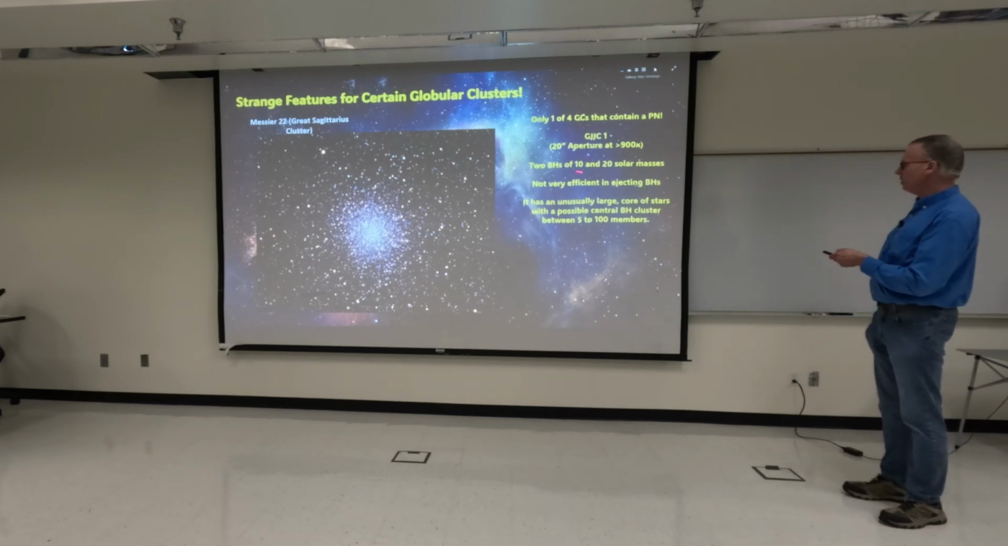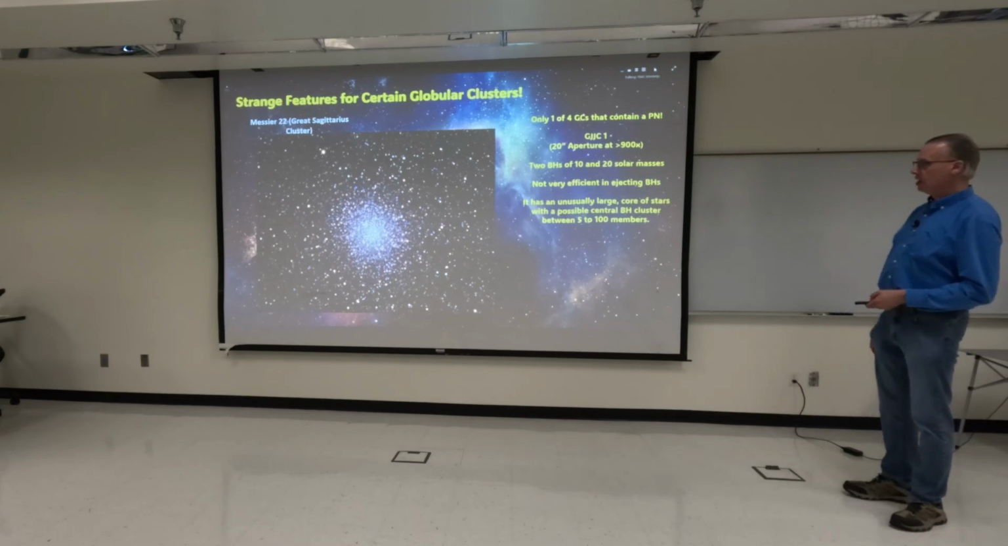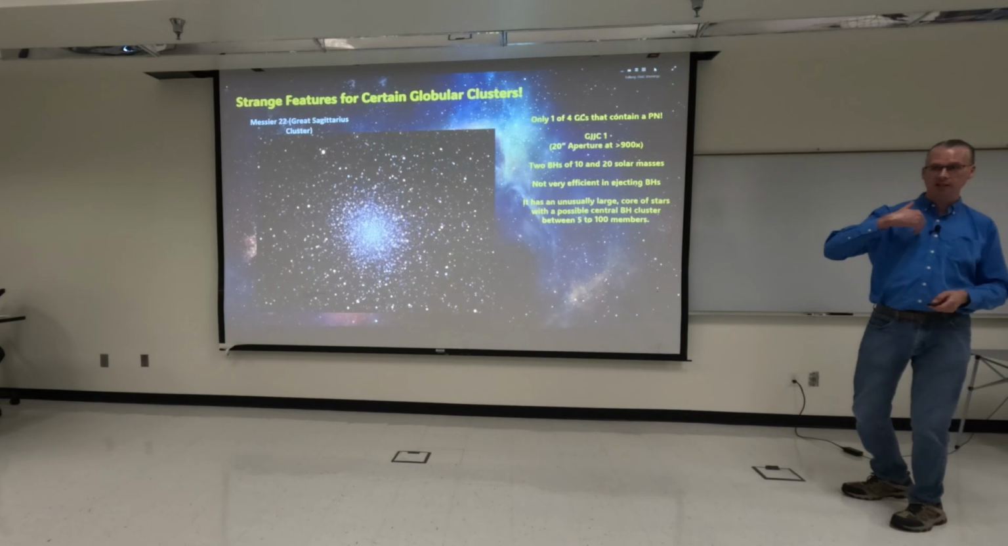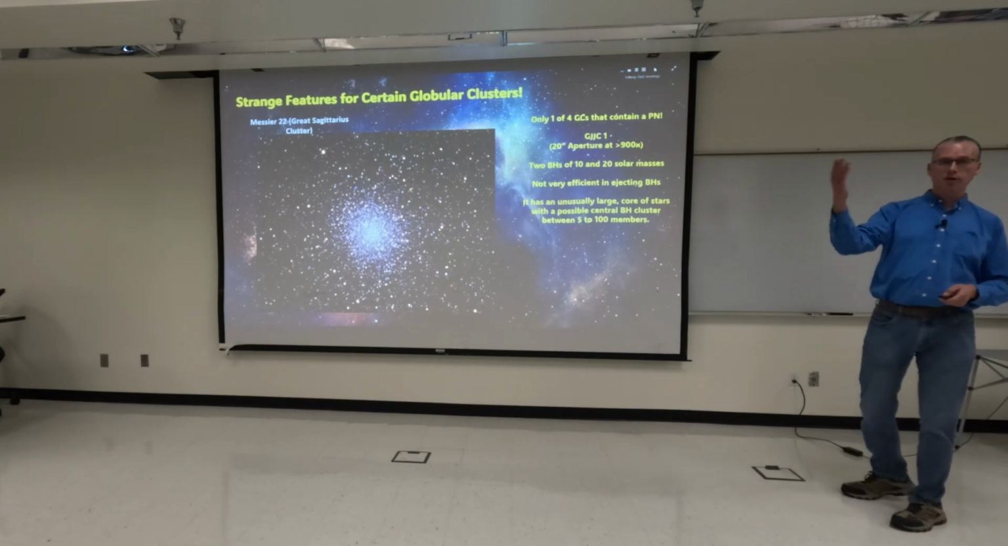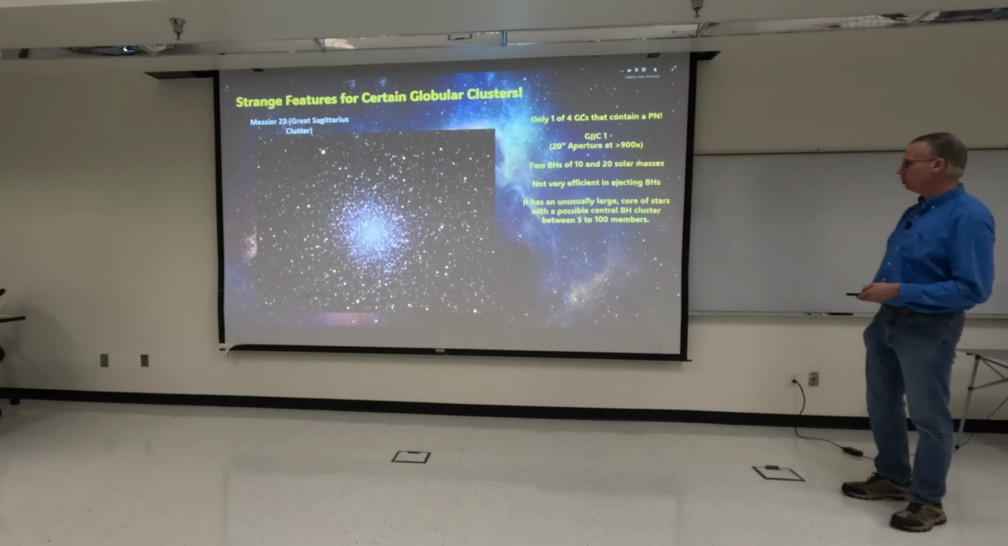2 black holes have been found at 10 and 20 solar masses. It's holding on to its black holes, so it's not very efficient in ejecting black holes. One thing about a lot of these globular clusters is that if they ever have any black holes, they literally get shot outwards along with all the other stars. So it's not just star evaporation rate, but it's also black hole evaporation rate.